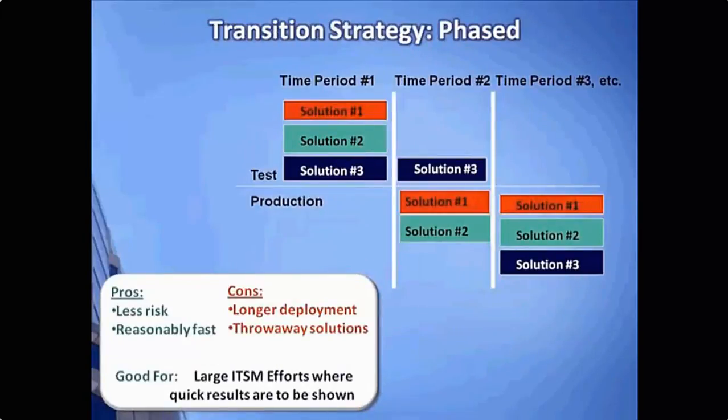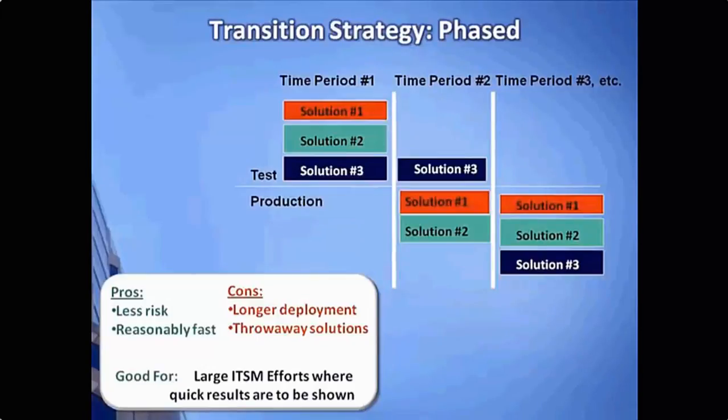Let's take a look at the phase transition strategy. In the phase transition strategy, we are going to move only pieces and parts of our solution, one bit at a time, into production. We will then run it in parallel. We are then going to run it together for a period of time, and then as the solution starts to appear that it's working and running, we then move everything in piece by piece.